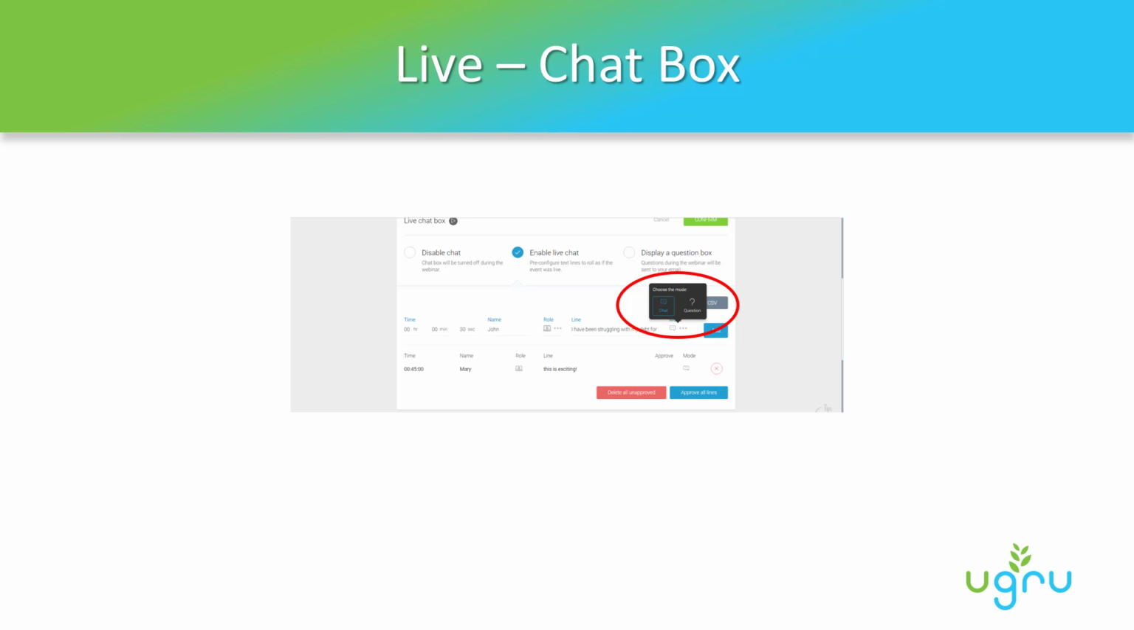Then you have the mode. Choose between chat or question, depending on what line of text you're entering, okay? When you're done with each line, hit the add button. Now you can add as many chat lines as you'd like, and if you do, make sure the questions or comments are in line with the content of your webinar.